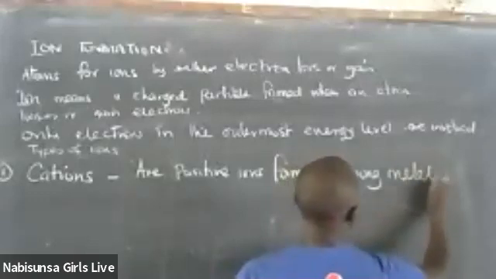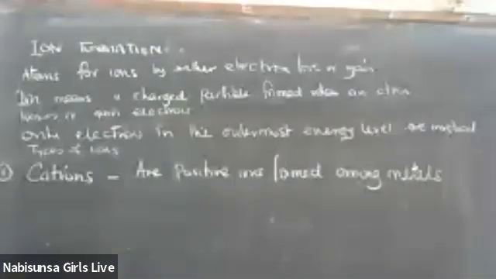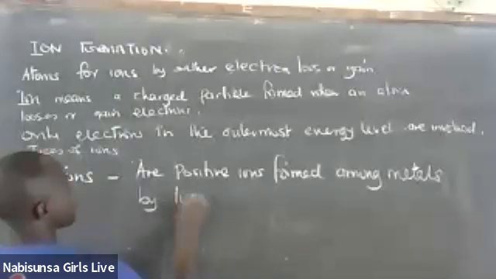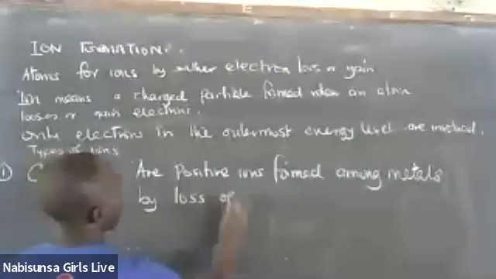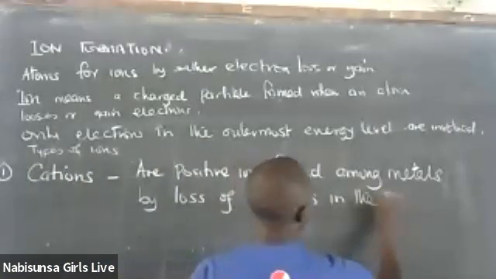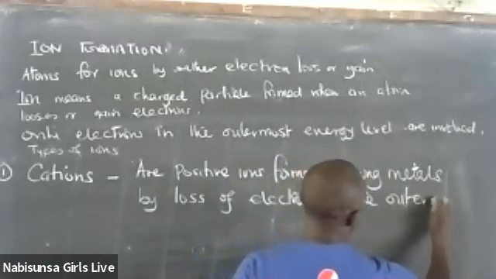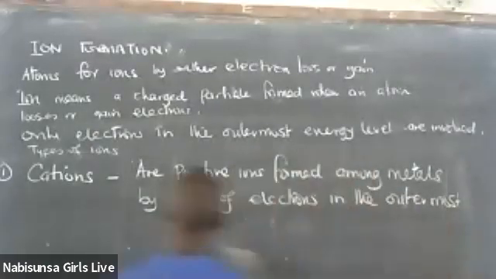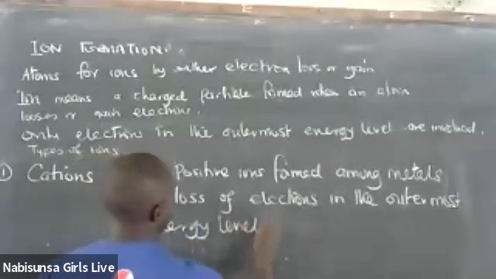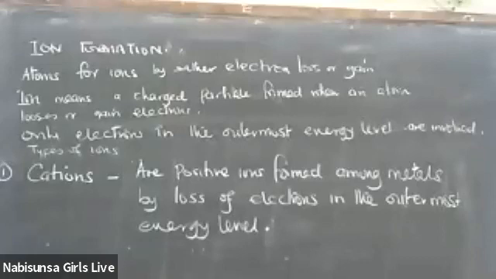We now know what metals are: positive ions formed among metals by loss of electrons in the outermost energy level. Positive ions formed among the metals by loss of electrons in the outermost energy level.